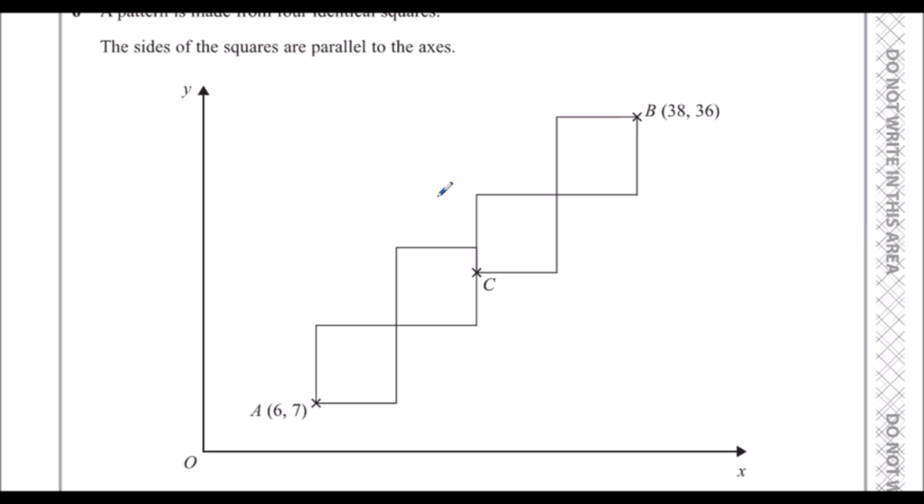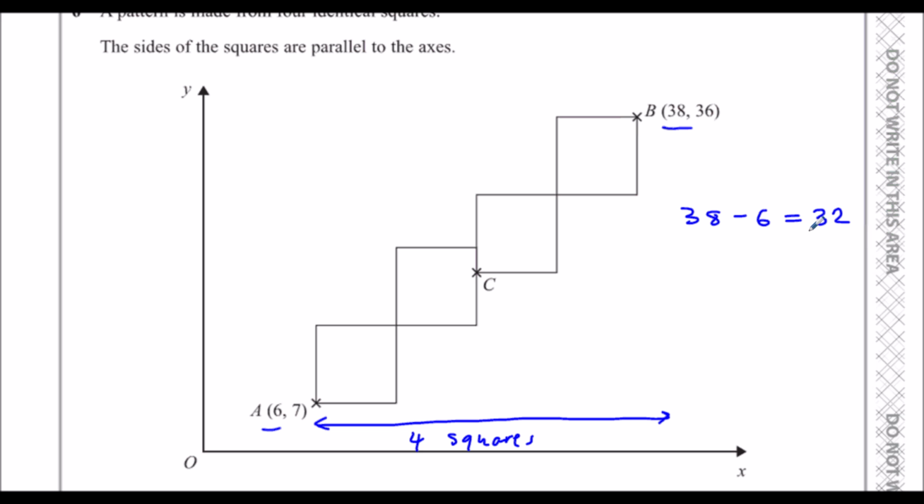So if we look along the x-axis, the difference between our 2 points along the x-axis is 1, 2, 3, 4 squares. So all 4 squares, so the length of the side of all 4 squares, 4 lengths of a square are the difference in the x's. So the x's were 38 and 6. So the difference in the x's, 38 take away 6, is 32.